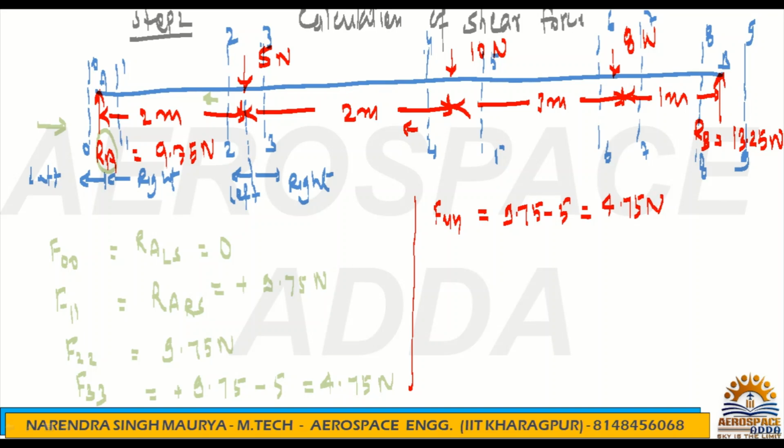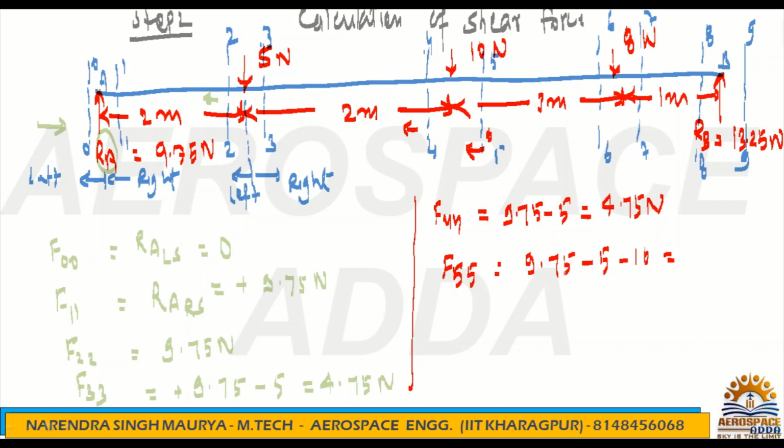4.75 Newton. Now what is the F55? F55 means you just reach at this point, and if you are standing this side, if you see the loads, how many loads are there? So 9.75, 5 Newton, and this 10 Newton. This 10 Newton is going downward. This RA is 9.75, because in upward direction 9.75. 5 Newton is going downwards, so it's a negative, and 10 Newton also going downwards, it's a negative.